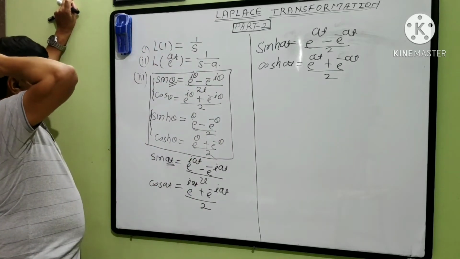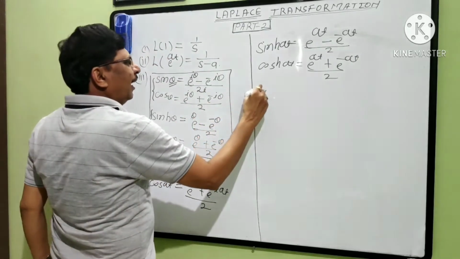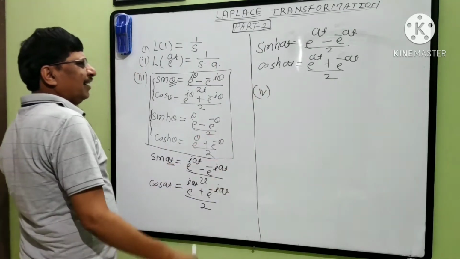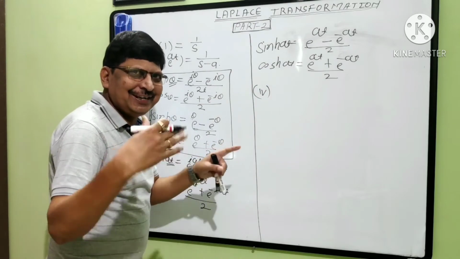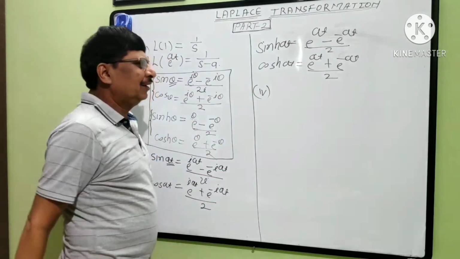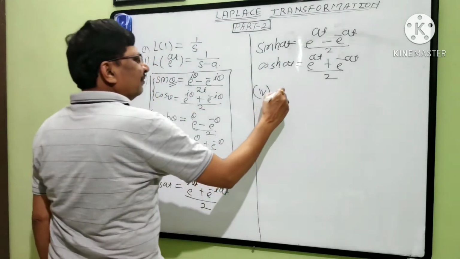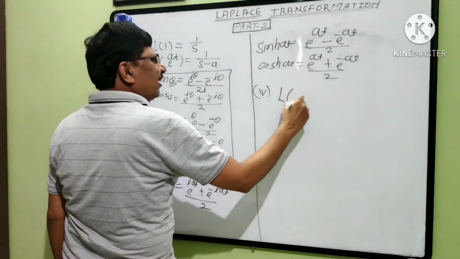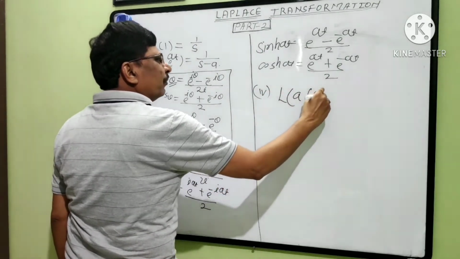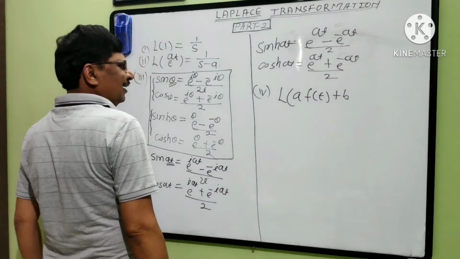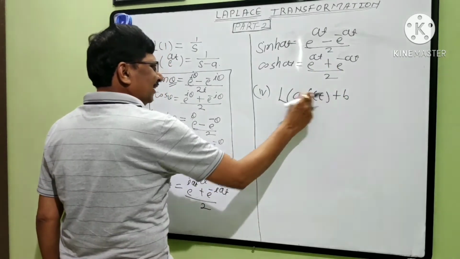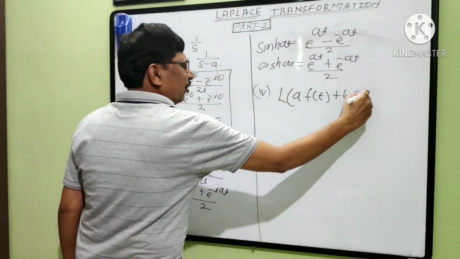Now, again, I am giving one property of this Laplace transformation. Actually, Laplace transformation means it is integration, integration from 0 to infinity. Now, this property is important. The Laplace transformation of a into f of t plus b into g of t. This is called the linear property.